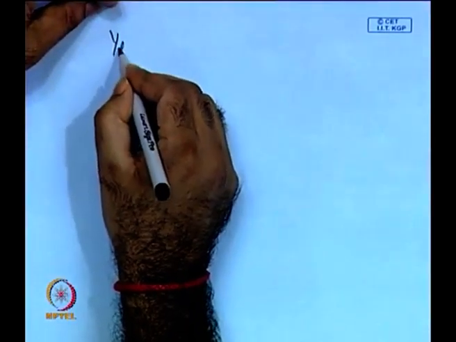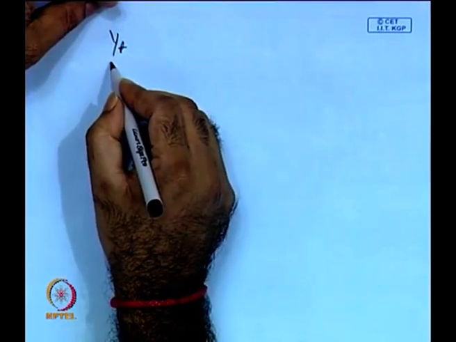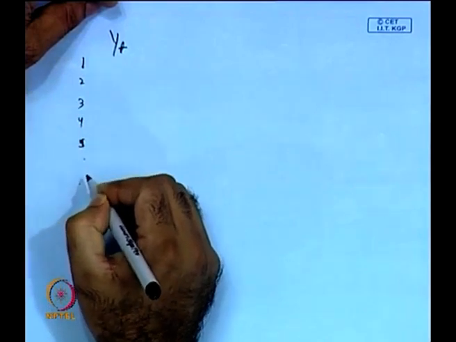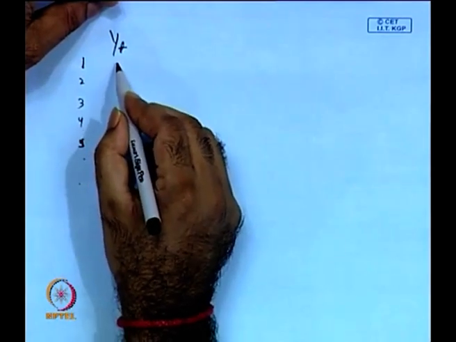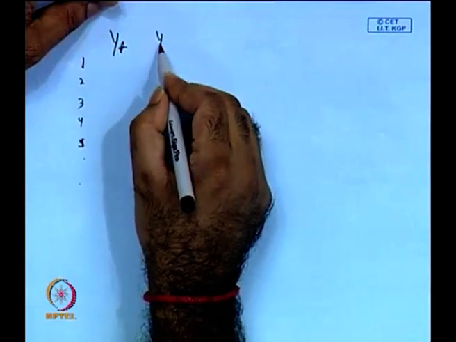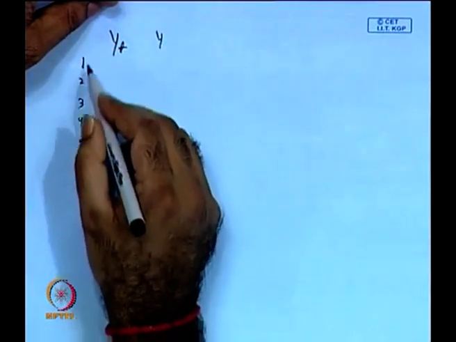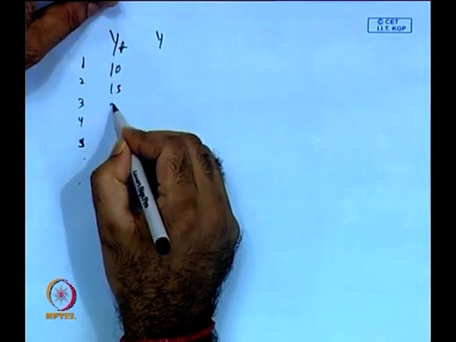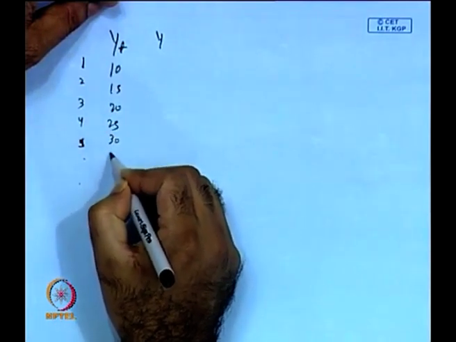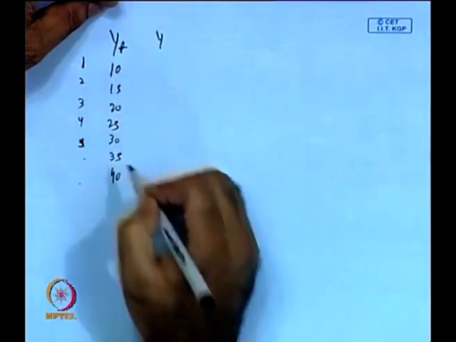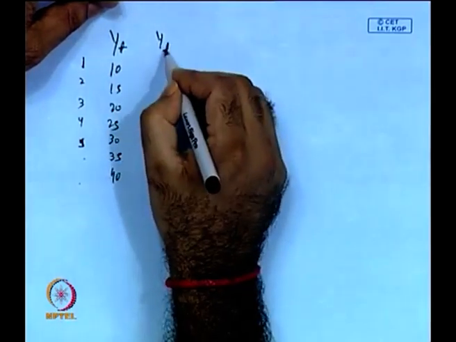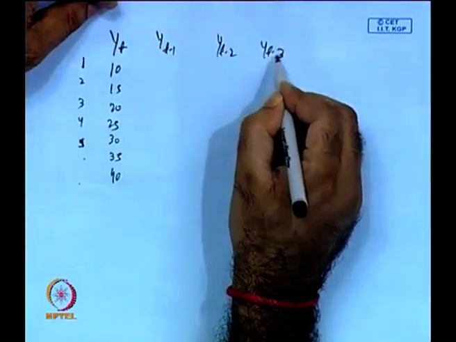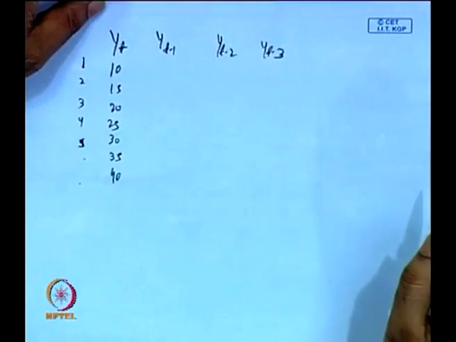So let us say yt here. So yt here, the sample is 1 2 3 4 5 like this. Okay, so now this is yt. So now for each sample observation, obviously I will say the numbers 10, 15, 20, 25, 30, 35, 40, like this way. So this is yt. Okay, so now I will create yt minus 1, yt minus 2, yt minus 3. Let us say 3 extra variables I have to create within the system.